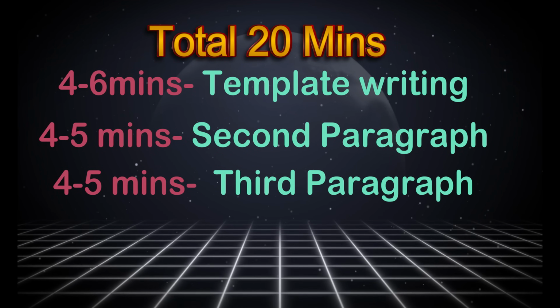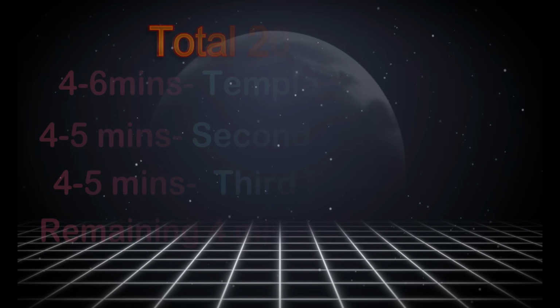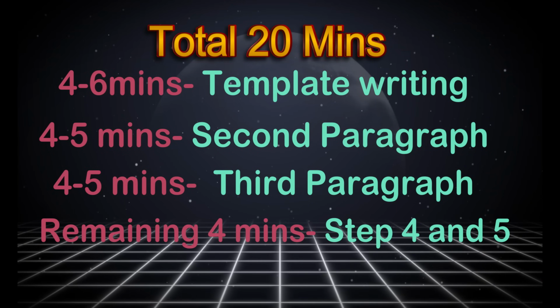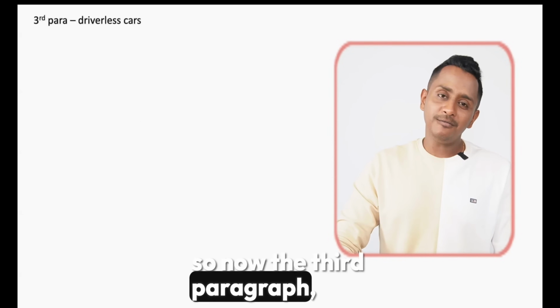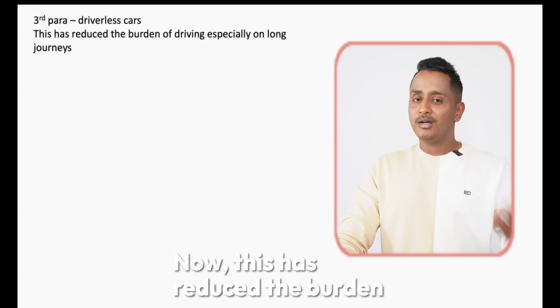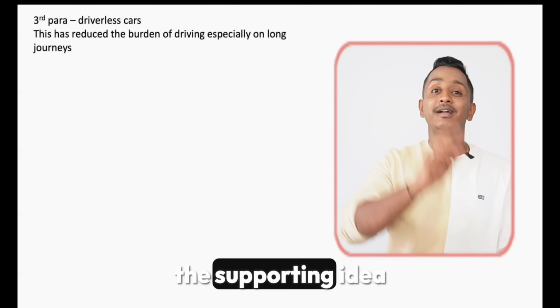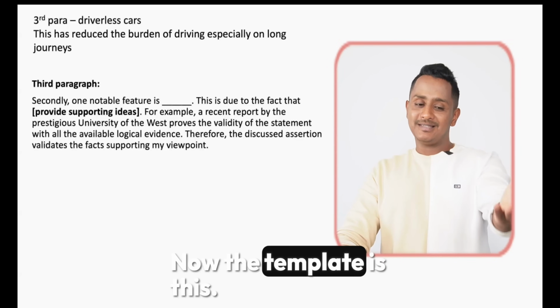Now another 4-5 minutes. Within 16 minutes you've got to finish. Then the remaining 4 minutes we will see step 4 and step 5, what we are supposed to do. With step 3, by the way, the third paragraph's main idea was driverless cars. Correct? So now, "this has reduced the burden of driving, especially on long journeys" is the supporting idea that we wrote. Now the template is this.